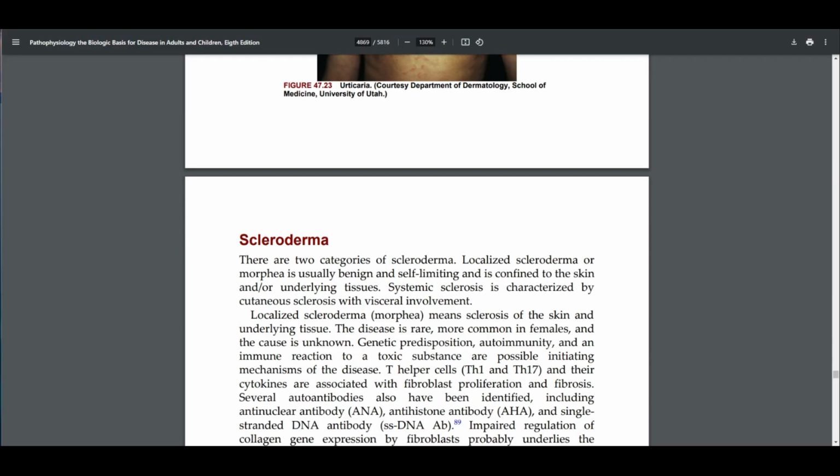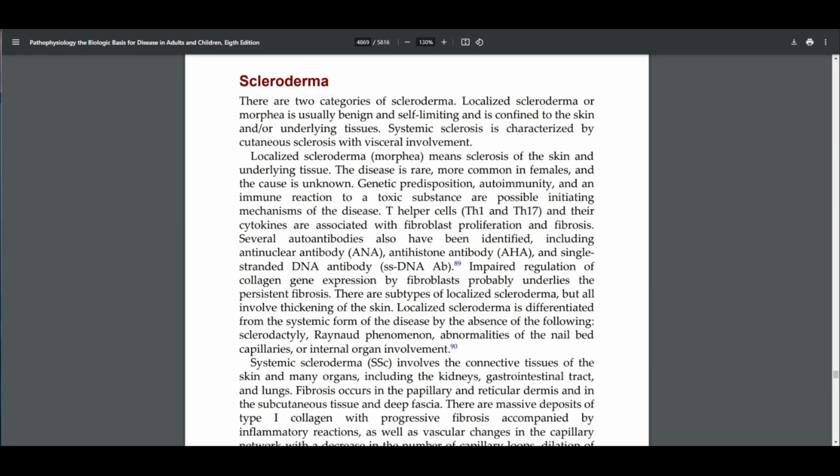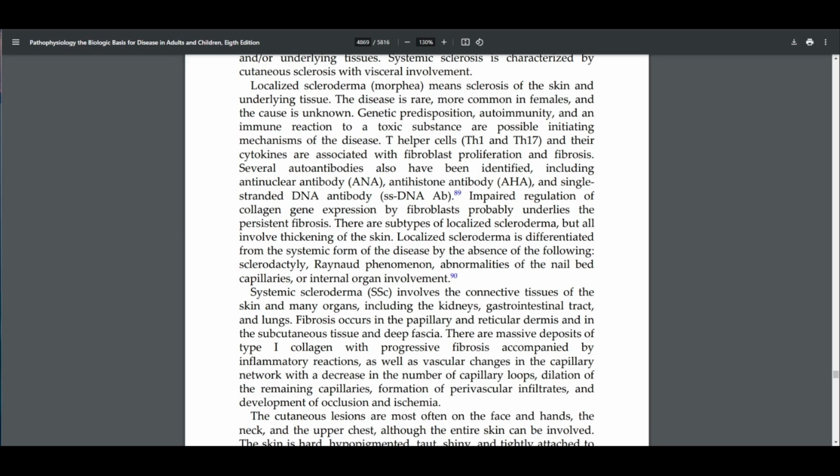Scleroderma. There are two categories of scleroderma. Localized scleroderma, or morphea, is usually benign and self-limiting and is confined to the skin and or the underlying tissue. Systemic sclerosis is characterized by cutaneous sclerosis with visceral involvement. Localized scleroderma means sclerosis of the skin and underlying tissue. The disease is rare, more common in females, and the cause is unknown.